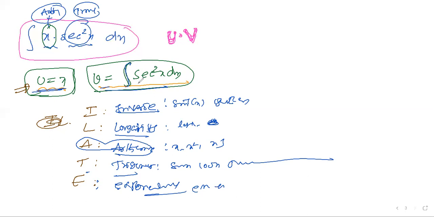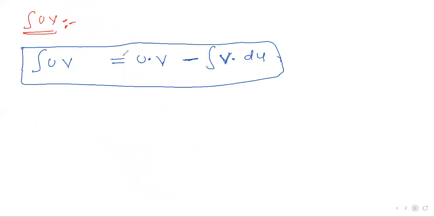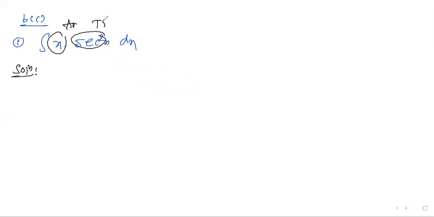Yes, sir. Now we'll take the problems with this methodology. I'll turn back to the given questions. So I'll take the first question of your sixth C. The first question: integration of x into secant square x dx. I'm trying to follow the formula according to the order. This is arithmetic. This is trigonometry. So my preference is arithmetic. So u is equal to x. Then v is equal to integration of secant square x dx.